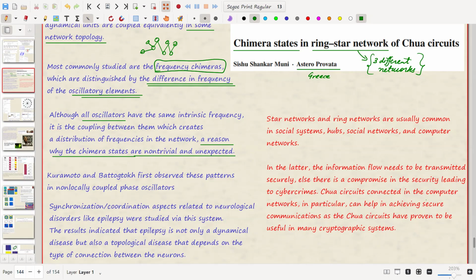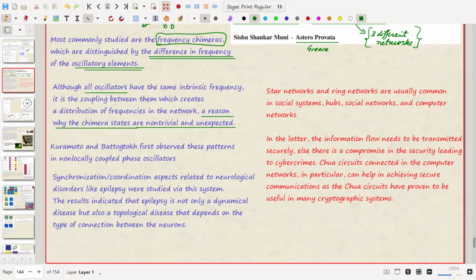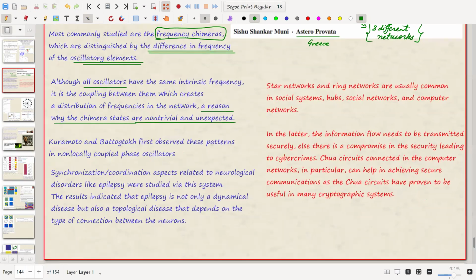Before it was discovered, it was highly unexpected. After it was discovered, a lot of people started observing it. Kuramoto and Battogtokh observed these patterns for the first time in phase oscillators as an attempt to understand this mathematically. So synchronization and these aspects are important. You need to understand them.